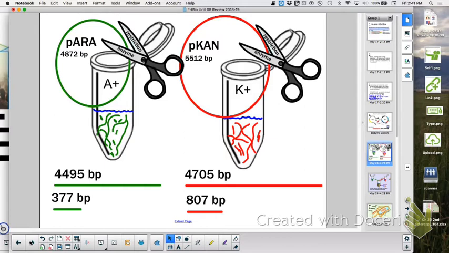So here we can see we had 4 tubes, A plus, K plus. What were the other 2 tubes that aren't shown right here? A minus and K minus. What were those? The control, the uncut plasmids, so we could use them as comparison.